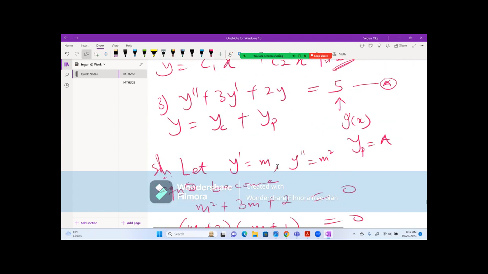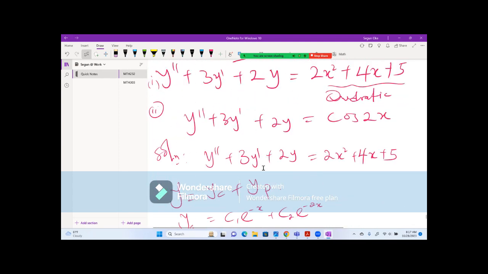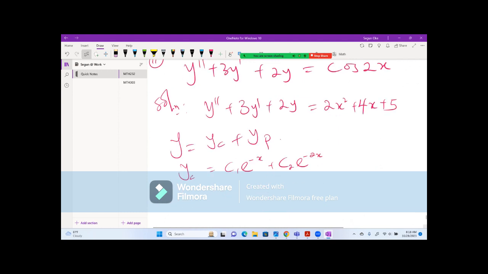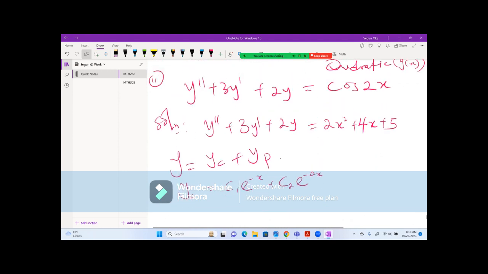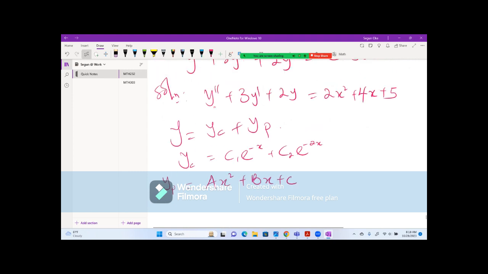Our g of x in this case is very simple because our g of x is quadratic here. This is our g of x, which is quadratic. Then it simply means we can substitute. We can say that our yp is equal to ax squared plus bx plus c. That is our yp. But the equation you are given says, this is our equation.